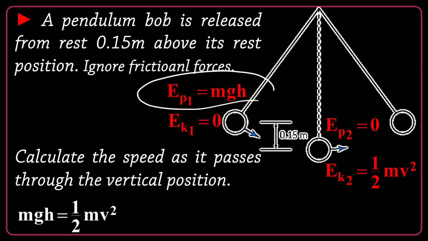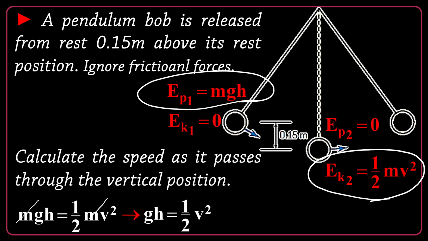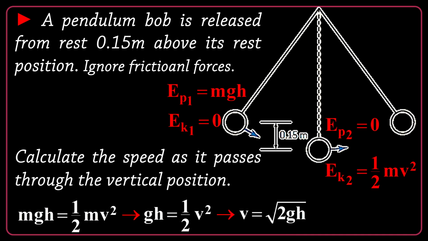The total mechanical energy here is equal to the total mechanical energy here. We can drop the masses from both sides, and so gh is going to be equal to a half of v squared. So v squared is 2gh. Then we take a square root. And finally, the speed is going to be the square root of 2gh.